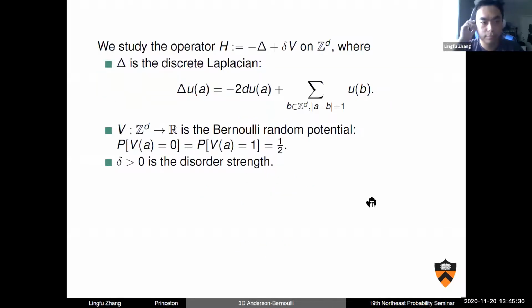Okay, so let's start. The operator we study is a classical random Schrodinger operator with a Bernoulli potential. We just work on the d-dimensional lattice, and you take the Laplacian, which is the classical discrete Laplacian on graphs, and then you add an i.i.d. Bernoulli potential, so that V at each vertex with 1/2 probability equals 0, and with 1/2 probability equals 1. That's independent for every vertex. And you also multiply by delta, which is a constant, also referred to as the disorder strength.